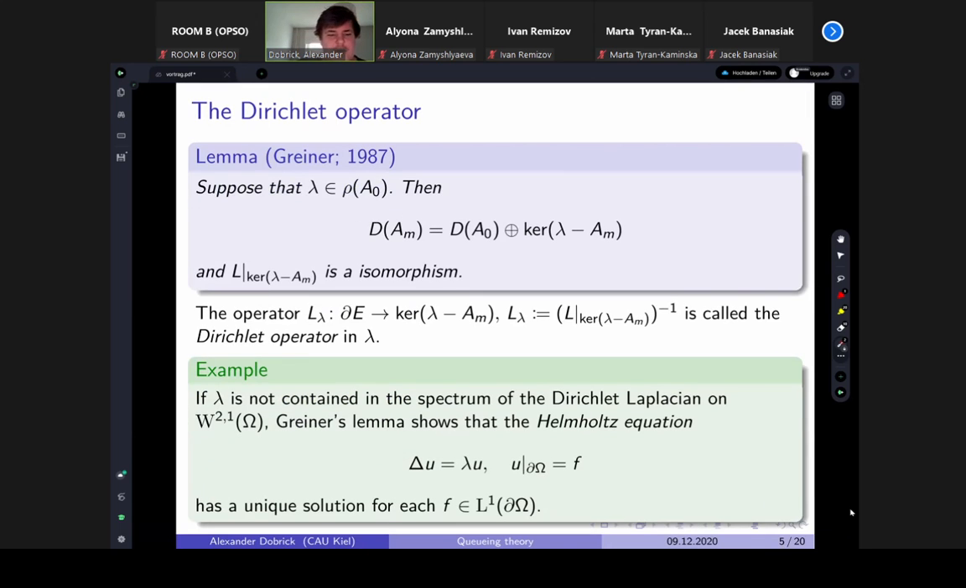And in our example, it says if we have a value that's not contained in the spectrum of the Dirichlet Laplacian, then we can show that the Helmholtz equation to any boundary value in L1 has a unique solution, and the solution operator is basically bounded. That's what that means in this example.